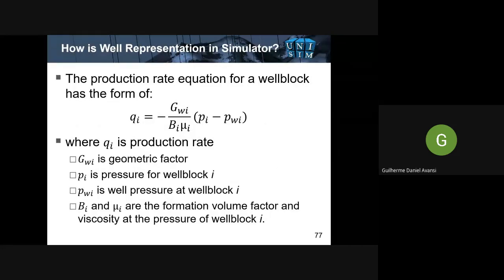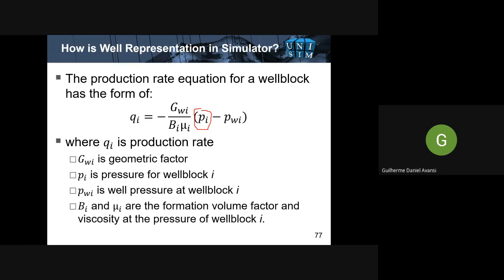So we have the production rate equation for a well block. This is the common equation that we use. This is the information that we have in the pressure for the well block, and this is the pressure of the well.